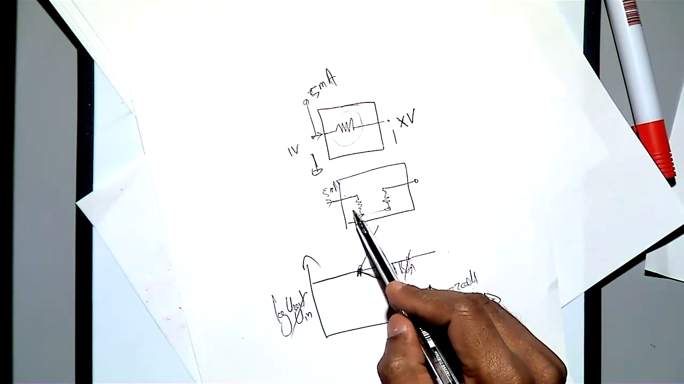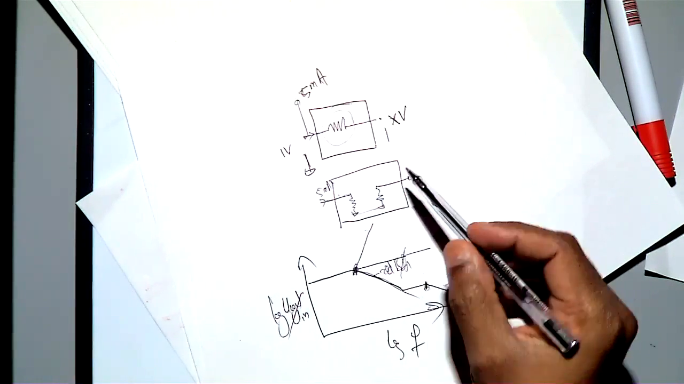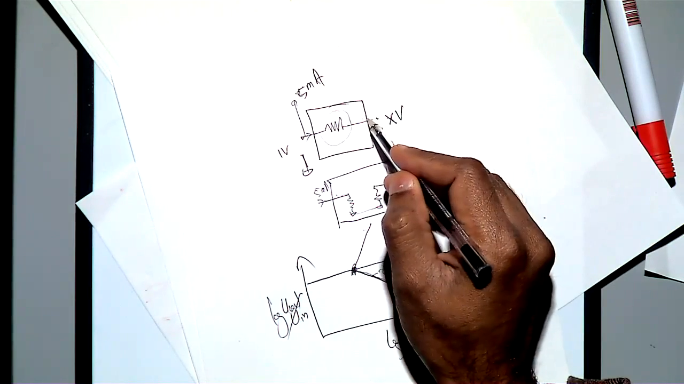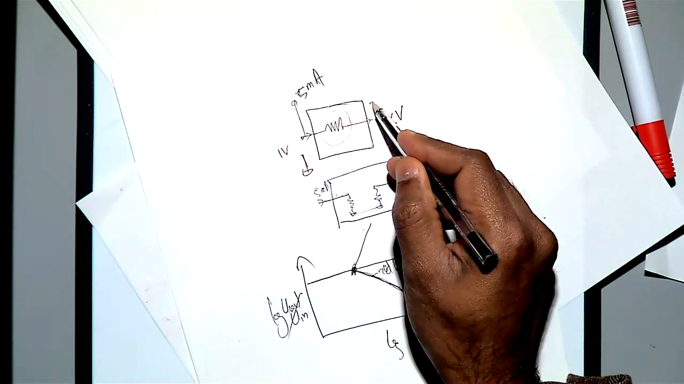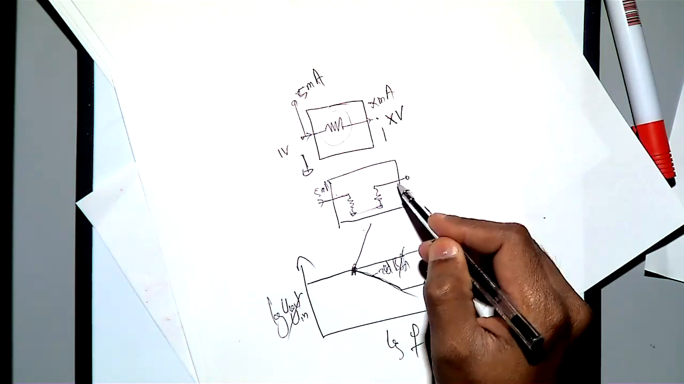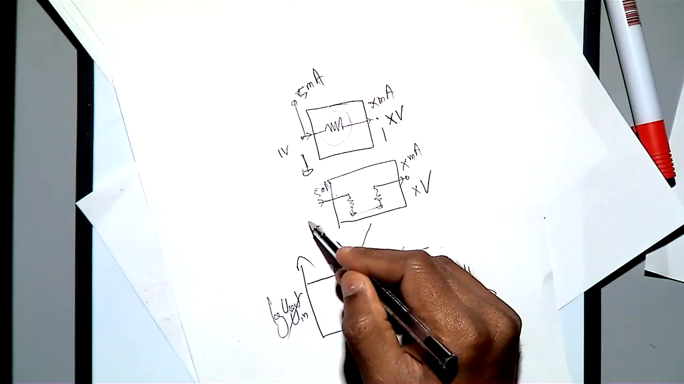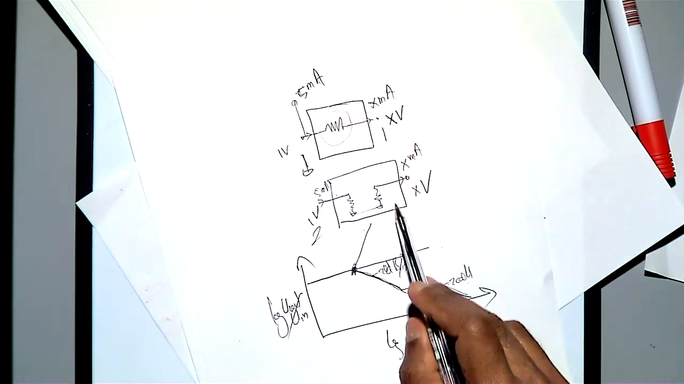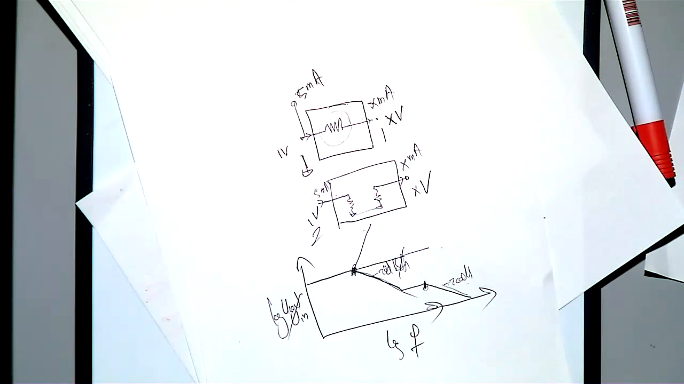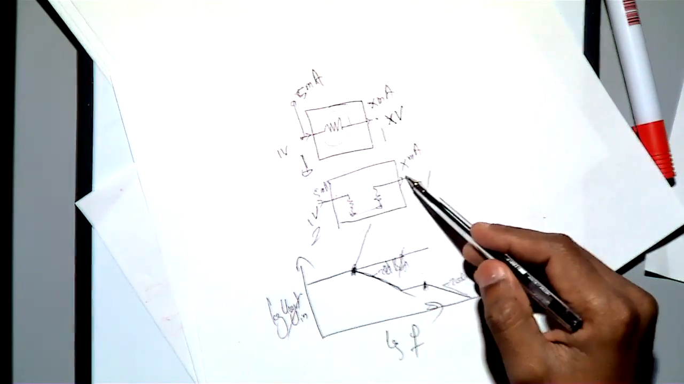If I do some adjustment to this value, if 5 milliamps is going in, maybe X milliamps is coming in. Then if the same X milliamps is coming in, you are getting here X volt. If you are getting 1 volt, you don't know whether I split or not. So maybe we can split it, but provided the same current goes in, the same current should come out.